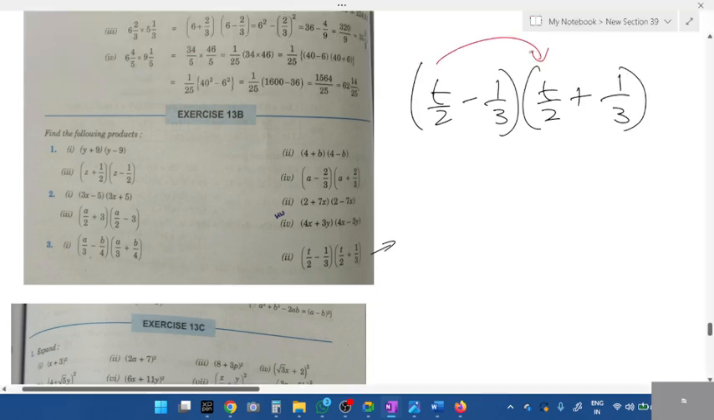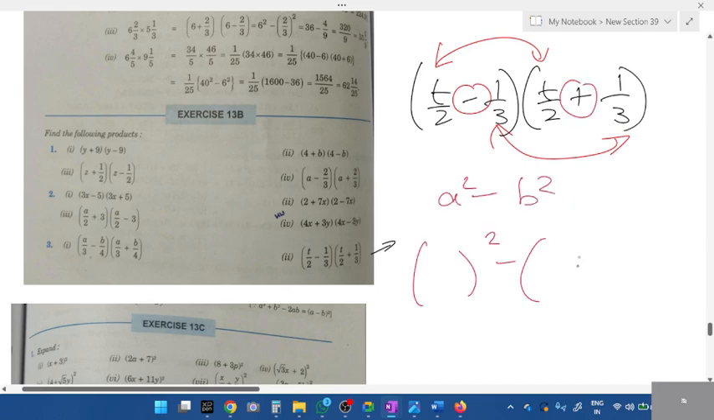Yes. Look here. The first two values are same. If they're same and if the signs are opposite, use a square minus b square. What is a value here and what is b? T by 2 the whole square minus 1 by 3 the whole square. Understood? When you open the bracket, t square by 4 minus, here what do you all get?